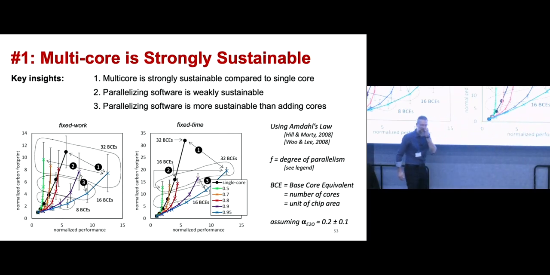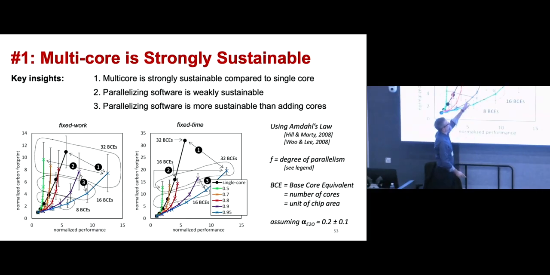Okay. I guess maybe what I'm thinking is, in practice, people just do both. Yes, industry would definitely go from 16 cores to 32 cores and also parallelize software.